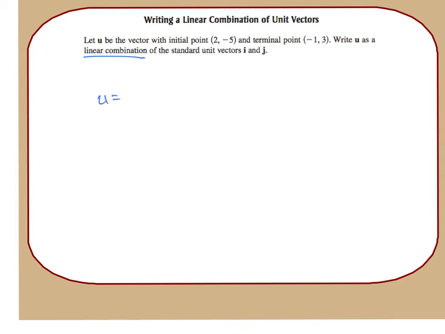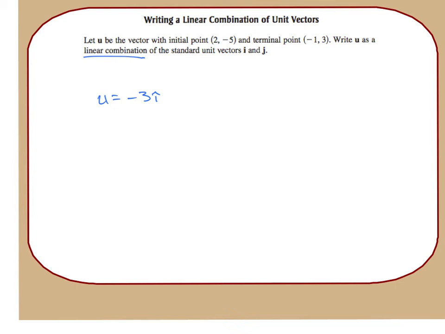But before, how do we find a vector? It's always what? Terminal minus the initial. Okay? It's always terminal minus the initial. So my terminal is what? Negative 1. Now I'm subtracting what? 2. So what do I get there? I get negative 3. So I have negative 3 i hat.